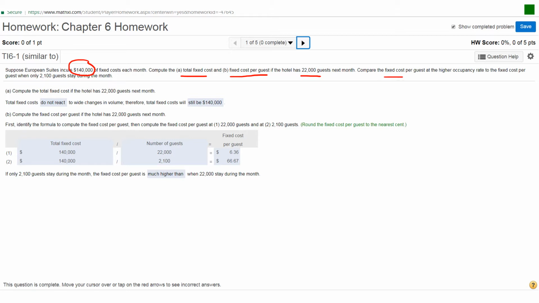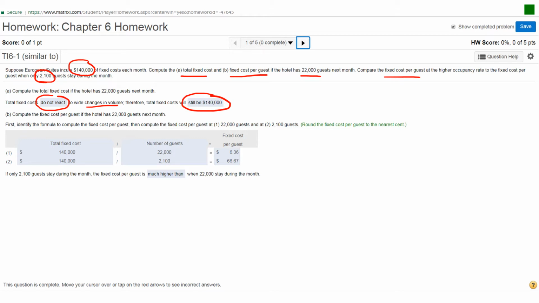And then it says compare the fixed cost per guest at the higher occupancy rate to the fixed cost per guest if they only had 2,100 guests. So they want you to do a comparison, and basically it's a cost per unit. So part A is pretty easy. It's 140,000. Since it's fixed, that does not change. So the total fixed cost doesn't matter if you have 22,000 guests or 2,100 guests. It's not going to change. So the answer here is total fixed costs do not change to any changes in volume. Therefore, the total is still 140,000.